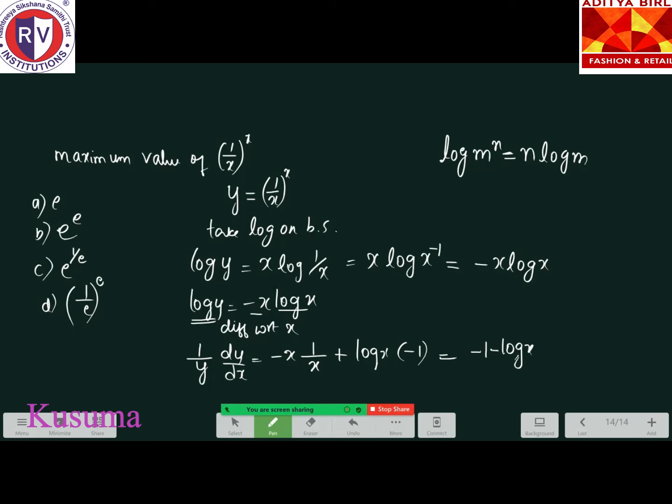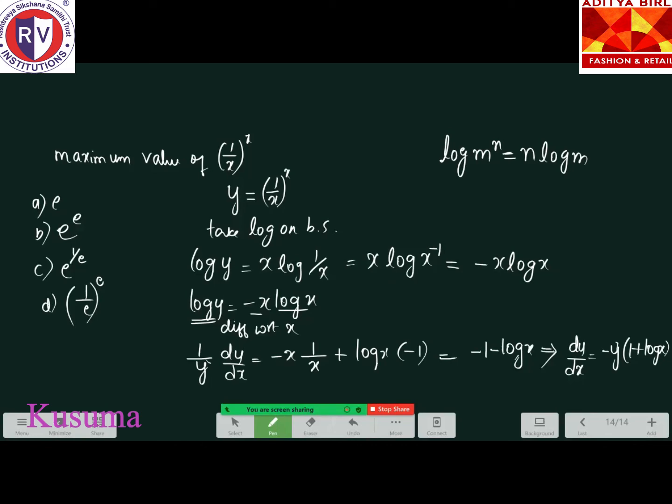Okay. So we want dy by dx. So from this we will have dy by dx as, this implies dy by dx is equal to minus y into 1 plus log x. Minus common, taking 1 plus log x to the other side. Here, whatever y is in the denominator, that will become the numerator in the RHS.